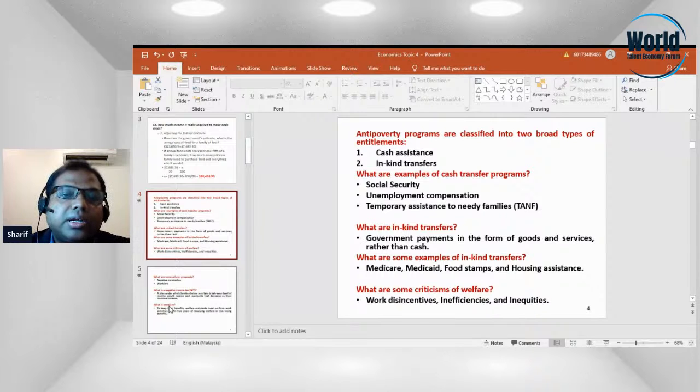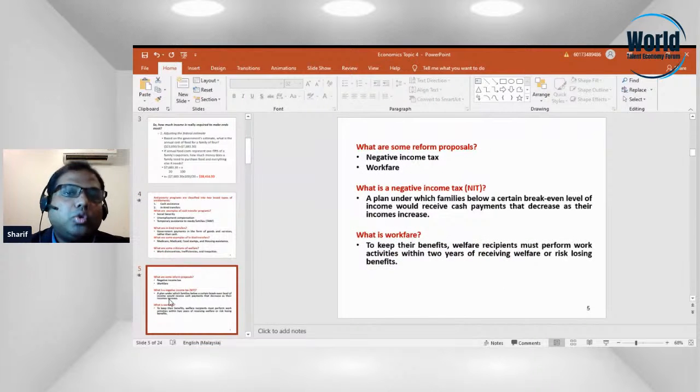What are some criticisms of welfare? Work disincentives, inefficiency, and inequalities. So there are many reforms proposed in society. We're going to discuss some of the reforms proposed. There are two: one is negative income tax and another is workfare. So what is a negative income tax?